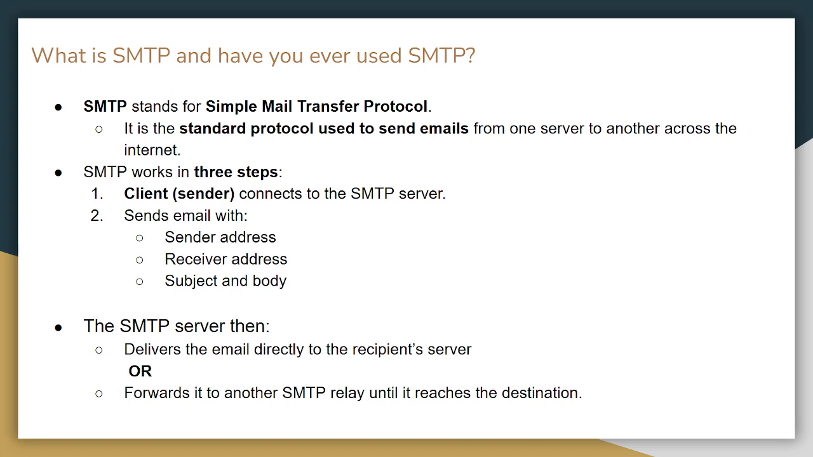Now, how does SMTP normally work? A client or a sender connects to an SMTP server. There are so many SMTP servers. Gmail has their own SMTP server, Hotmail has their own. So they will normally connect to an SMTP server. The client will send an email with the sender address, receiver address, subject and body, and then the SMTP server delivers the email directly to the recipient server or forwards it to an SMTP relay until it reaches the destination.